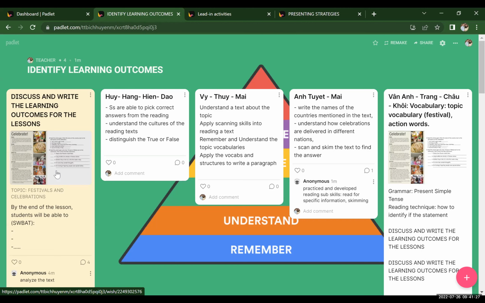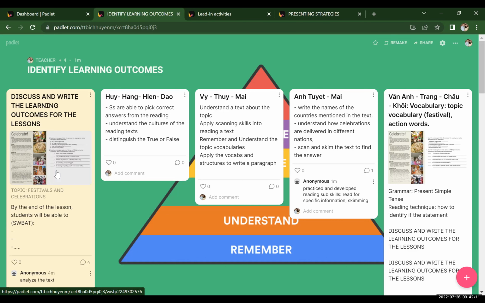For example, if you want to develop more, then for the post activity, we can think of another kind of activity at a higher level, like asking the students to work in groups and choose one festival or celebration that is famous around the world or in your country and present about that festival or celebration. So we need to be specific in our learning outcome, from understand to apply, analyze, evaluate, and finally create.